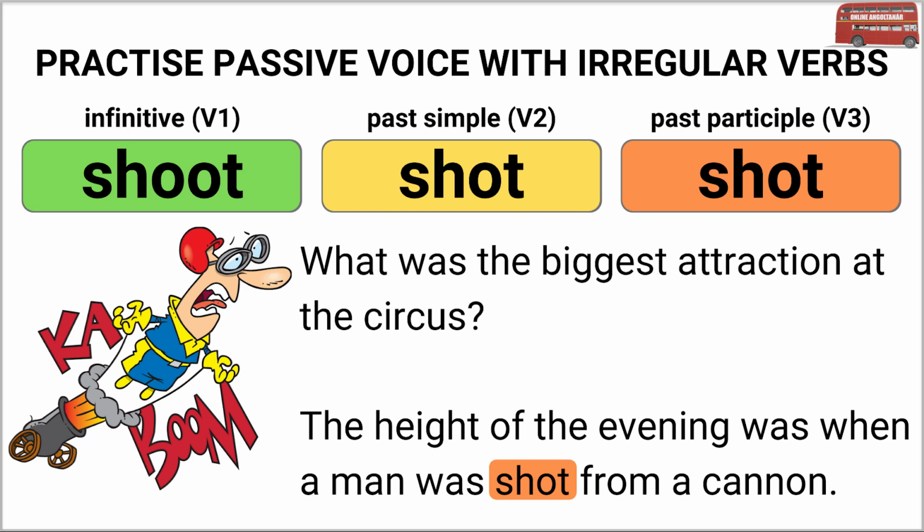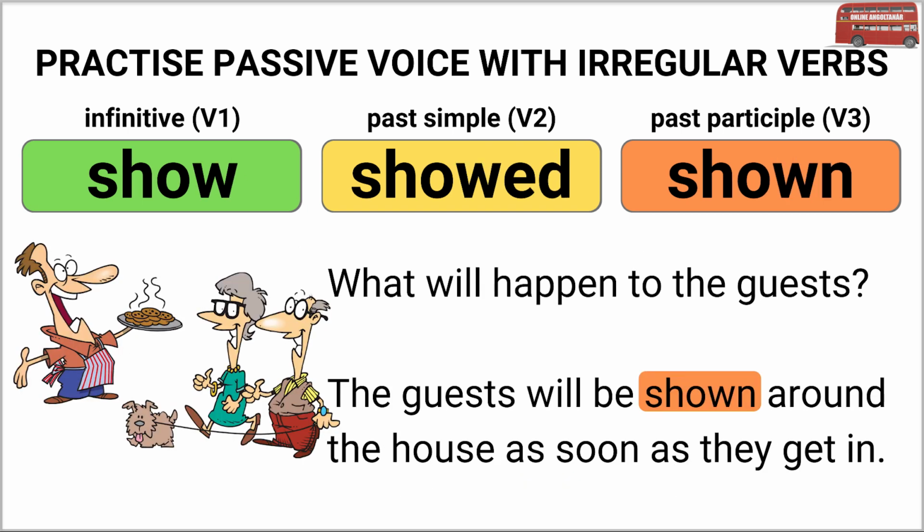Shoot, shot, shot. What was the biggest attraction at the circus? The height of the evening was when a man was shot from a cannon. Show, showed, shown. What will happen to the guests? The guests will be shown around the house as soon as they get in.